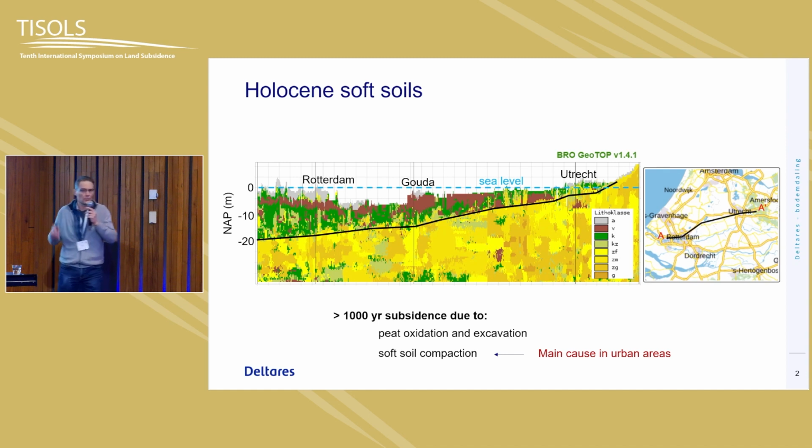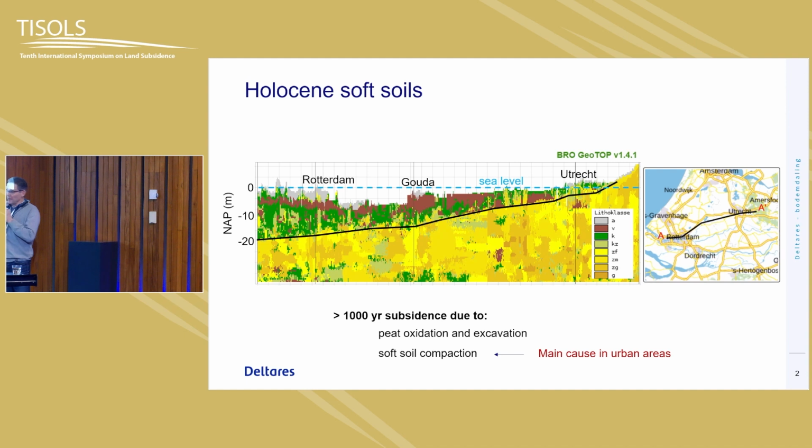Stiff sands are not really concerning for land subsidence. On top of that, you see the greens and the brown reddish colors. The green is mainly clay and the brown reddish is peat. In blue, the sea level roughly, and as you know, over the last 1,000 years we worked our way down from above sea level in that area by peat oxidation, by excavation of peat, drainage issues, and also soft soil compaction. That's what I'll talk about.